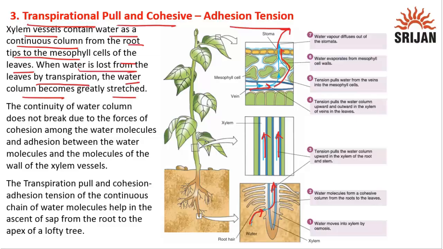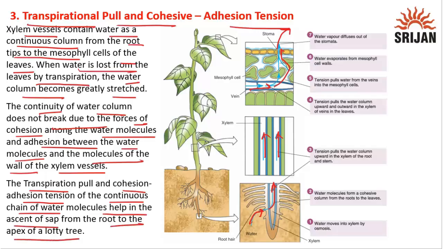The continuity of the water column does not break due to the forces of cohesion among the water molecules and adhesion between the water molecules and the molecules of the wall of the xylem vessels. Now, cohesion is the force acting between similar type of molecules and adhesion is the force acting between different type of molecules. Now the transpiration pull and cohesion adhesion tension of the continuous chain of water molecules help in the ascent of sap from the root to the apex of a lofty tree.